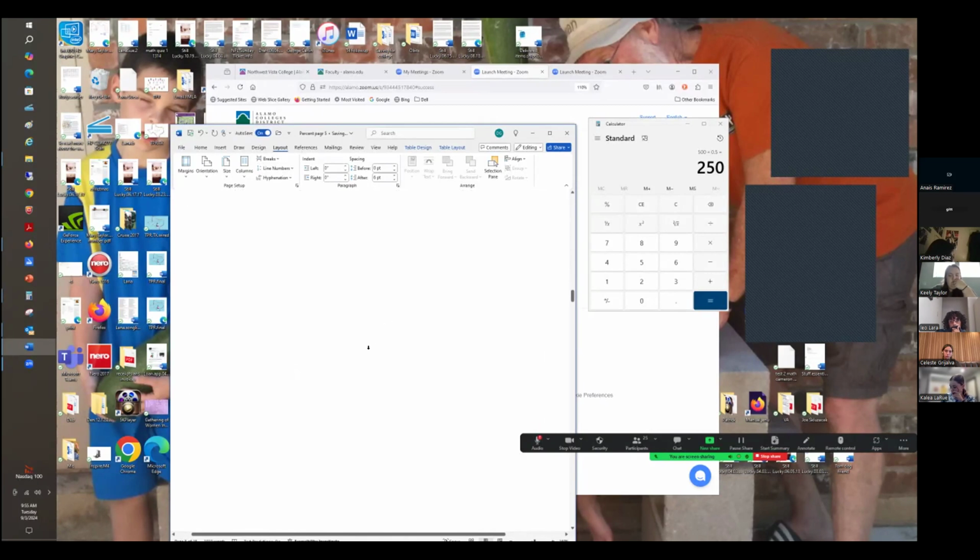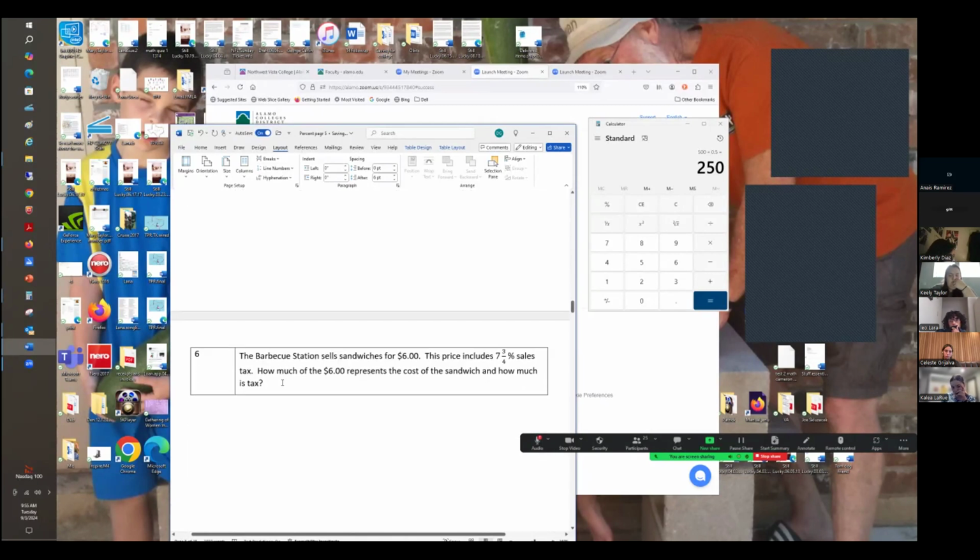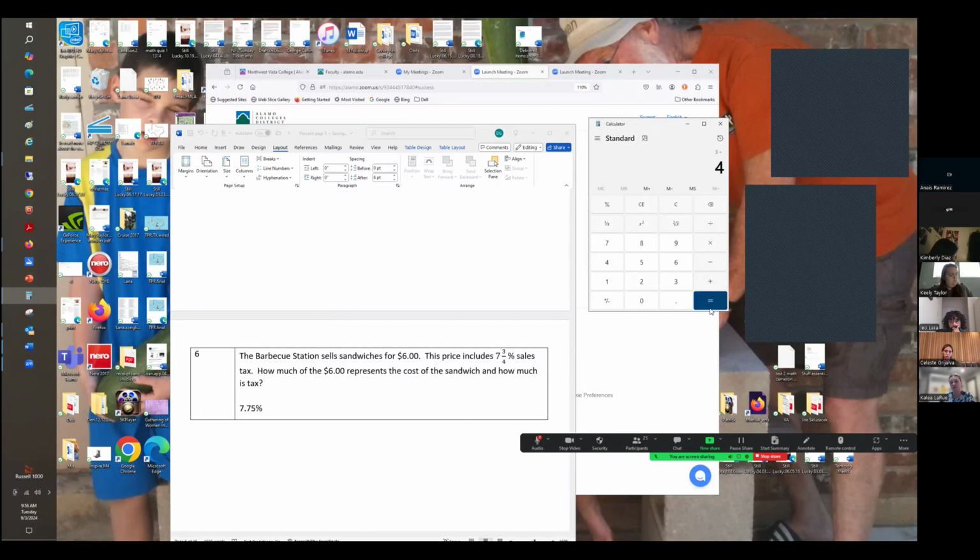Hmm, this is trickier than I thought. So here you go. The barbecue station sells sandwiches for $6. This price includes sales tax of 7.75%. So how much of that $6 goes for the sandwich, and how much is tax? Well, here you go. First of all, 7.75 is 7.75. And if you're not sure about that, just do 3 divided by 4, and it says 0.75. Oh, okay. So 7.75 is 7.75%.